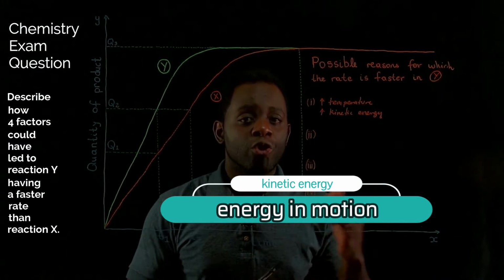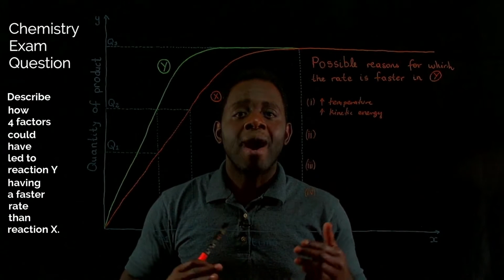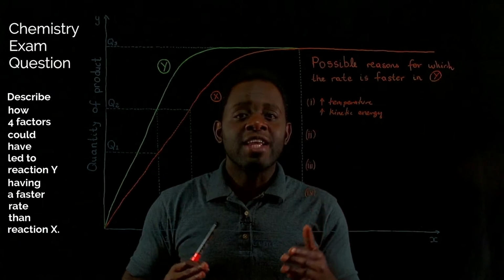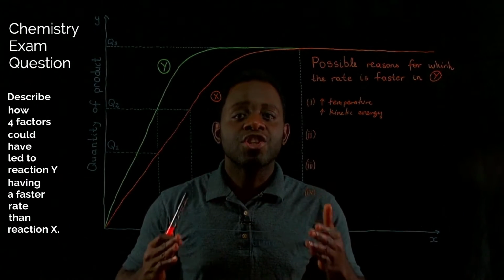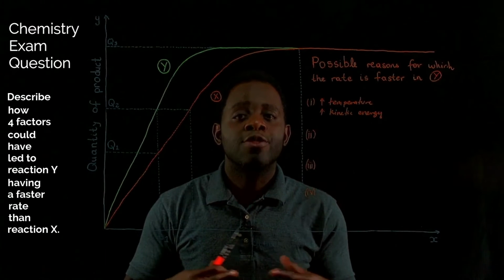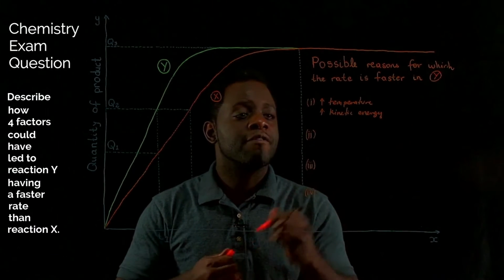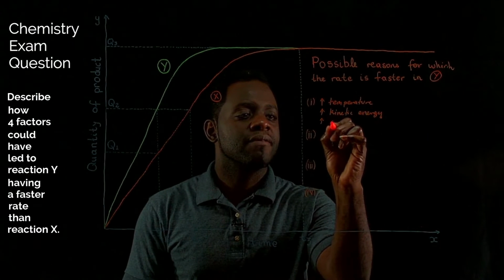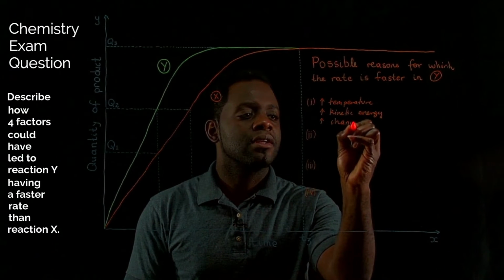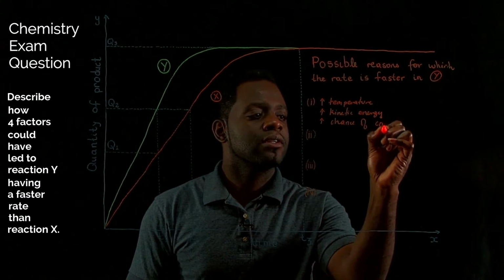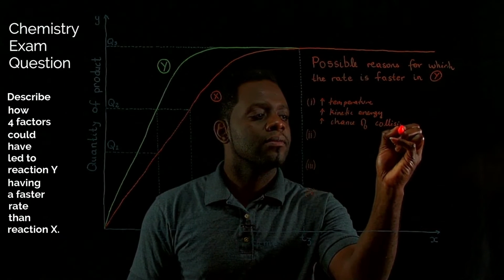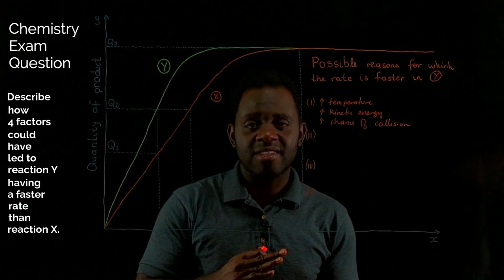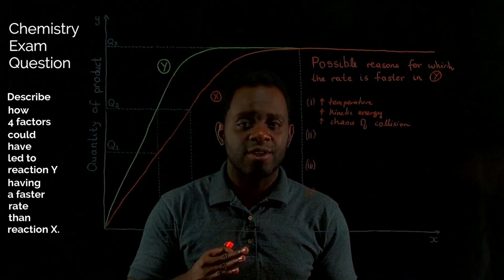And with a greater amount of kinetic energy, the particles are moving faster and with more energy, so that increases the chance of collision in the right orientation of the reactant particles. So that increases the chance of collision with the right orientation, and that increases the rate of the reaction.